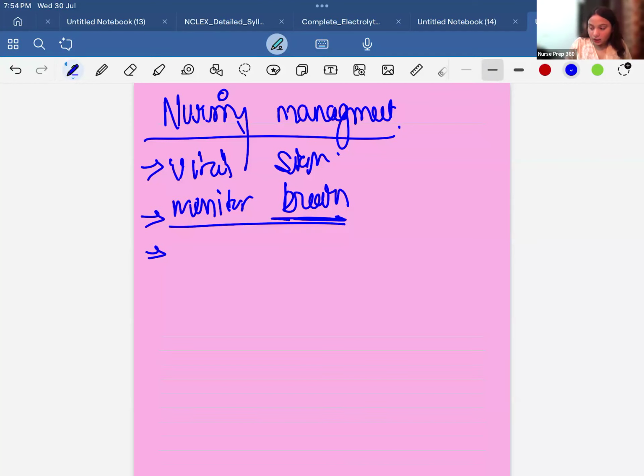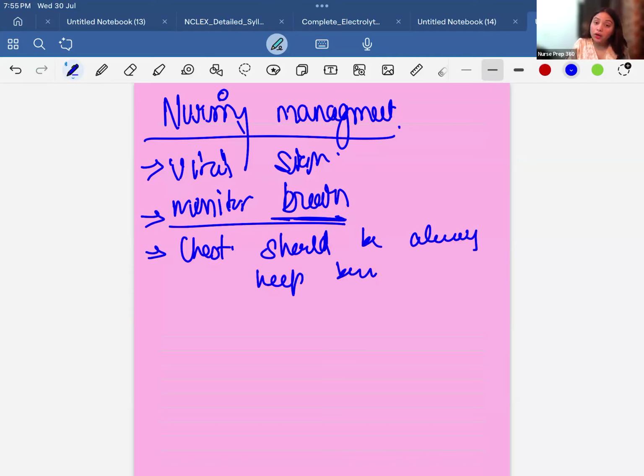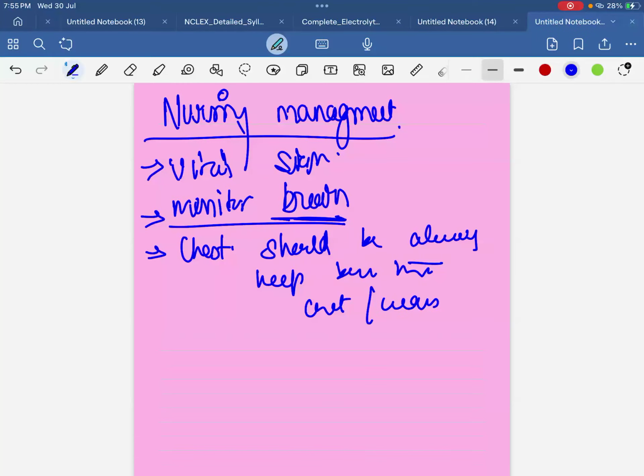Next, we have to check pressure. But the chest tube should always be kept below the chest level. Not at the chest level, below the waist. Even when the patient is moving, it should be below the waist. Even when you are taking a patient out for ambulation or something like this, it should be kept below the waist level. Understood?